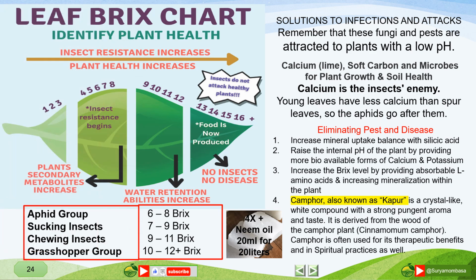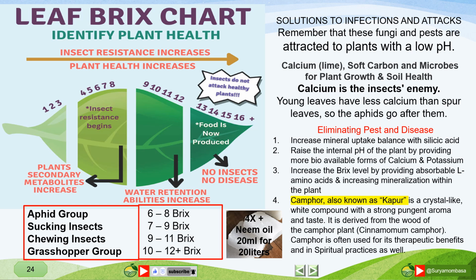Solutions to infections and attacks. Remember that these fungi and pests are attracted to plants with a low pH. Calcium, lime, soft carbon, and microbes for plant growth and soil health. Calcium is the insect's enemy. Young leaves have less calcium than spur leaves, so the aphids go after them.